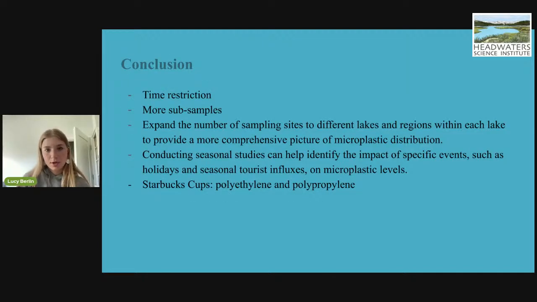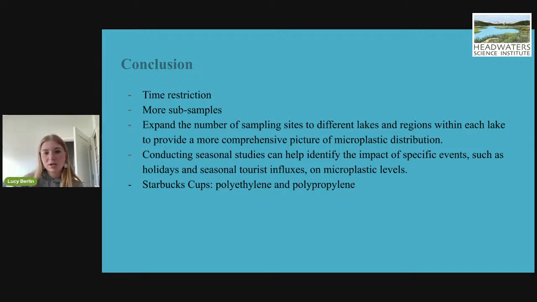If I did this experiment again and I had less of a time restriction, I would definitely take more samples on different days, and I would do more subsamples from the samples. I also believe that if anyone else did this project, they should do it during the different seasons and look at how tourism affects microplastics in the water.